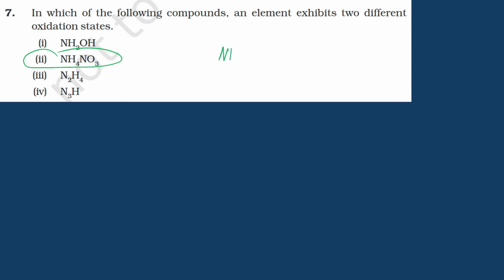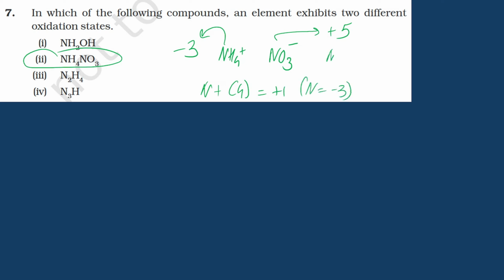NH4 plus, this is NH4 plus and NO3 minus. That's all you've got to look at. So clearly this is at a +5, this is at -3, it can't be -4, please don't write that. I know no one's asking us, but please, just because there's a 4, don't do that. N plus 4 equals +1, so N is equal to -3, that's all. Similarly, N plus 3 into -2 equals -1 here, so then N becomes +5, that's it, 2 is the answer.